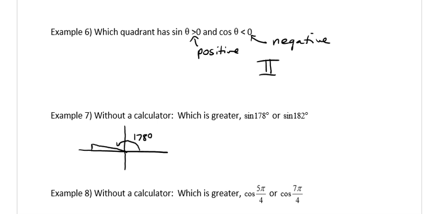Okay. Now 182, I'm just going to draw it in red. It's like a little sliver on the other side. See how it's past that and it's into quadrant 3? That angle is in quadrant 3. So sine of a quadrant 3 angle is going to be a negative value.